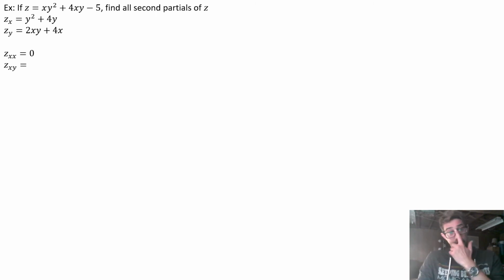Zxy, okay, now we got to do the derivative of that with respect to y. So the derivative of y squared is 2y. The derivative of 4y is just 4. So it's just 2y plus 4. Zyy, okay, the derivative of 2xy is just 2x. What's the derivative of 4x? It's just 0. So the only thing here is that 2x.